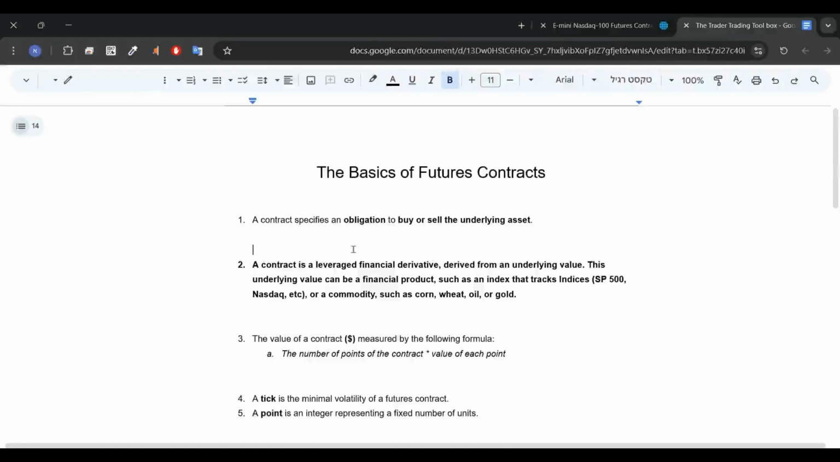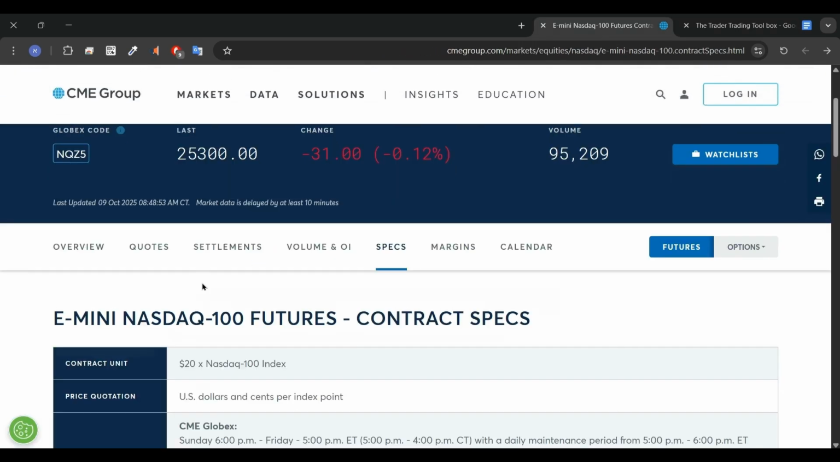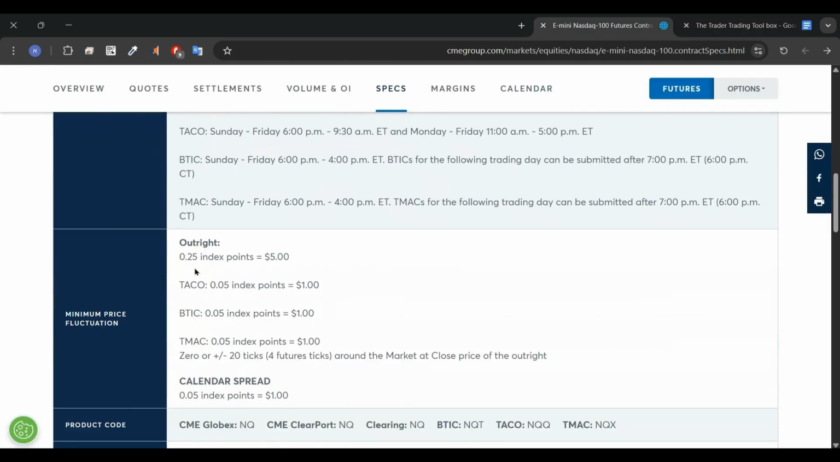Hello everyone, in this lesson we're going to learn how to calculate the actual value of a futures contract. In the previous lesson we learned about ticking points. For example, we saw that in the NQ futures contract, which is a futures contract for the Nasdaq index, one tick is equal to 0.25 points, which is $5, and 1 point is equal to $20.